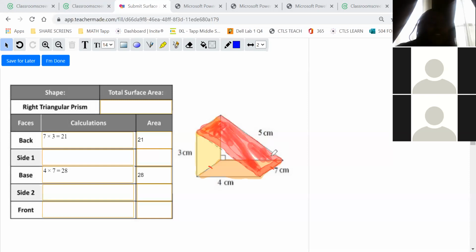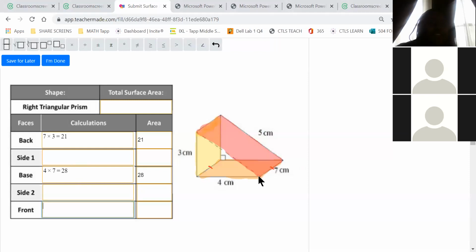Another quadrilateral here for us to see. Okay, and for this one, this is our front. I see that the base is 7 and the height is 5, or you may say the base is 5 and the height is 7. But guys, remember that this is the commutative property. 5 times 7 is 35, just like 7 times 5 is 35. So it does not matter which order.